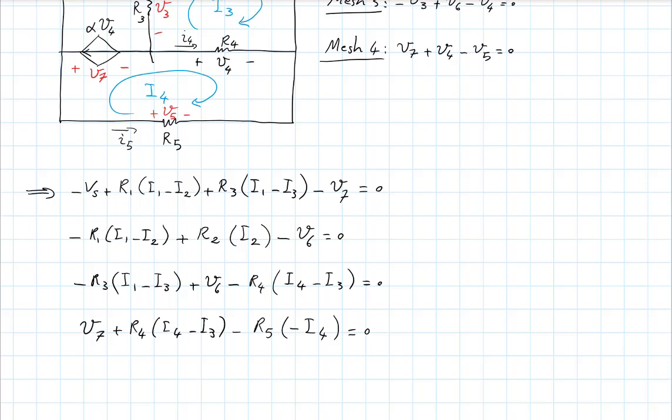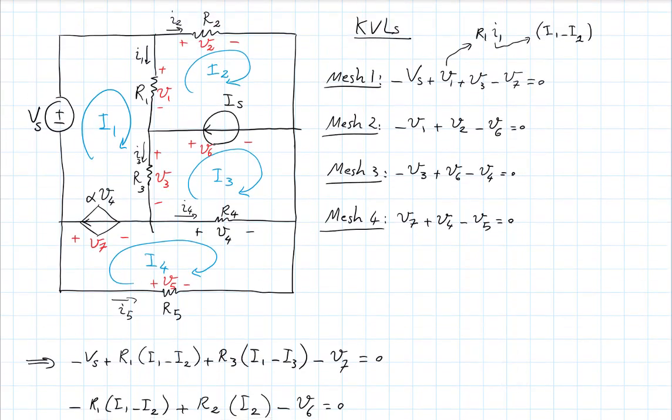Okay, so these are my KVLs. And let's see, I have 4 unknowns that are the 4 mesh currents, I1 through I4. But I also have 2 other unknowns, V6 and V7, which I could not directly relate to mesh currents. But as I said, the current sources, which created this obstacle to begin with, make up for it by now providing us with some additional pieces of information. What is that? Well, it's the current in a current source. Let's look at this source I sub s up there.